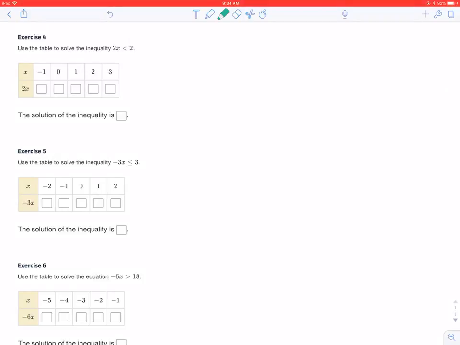Exercise number 4 asks us to use the table to solve the inequality 2x is less than 2. So it's giving us some values of x, and I'm going to add a true or false column. It's giving us these values of x that it wants us to plug into this expression. We've also got this inequality that 2x is less than 2. So the 2x is down here in the table.